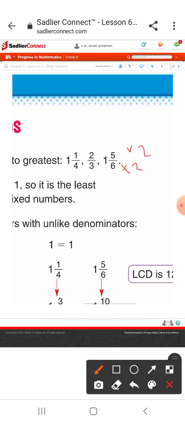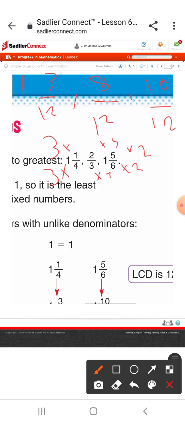Now 3 times 1 is 3 out of 12. And don't forget the whole number, which is 1. The next one is 4 times 2, times 4, that's 8. 8 out of 12. And the last one is 5 times 2, that's 10. 10 out of 12. And here we have 1. Now we have the same 3 fractions with like denominators, okay? We have 1 and 3 out of 12, 8 out of 12, and 1 and 10 out of 12.